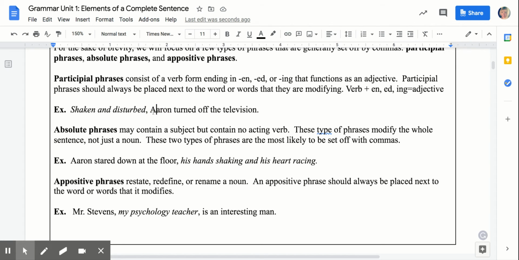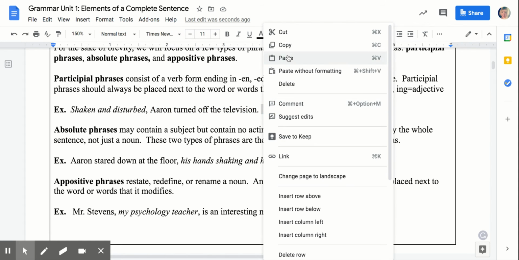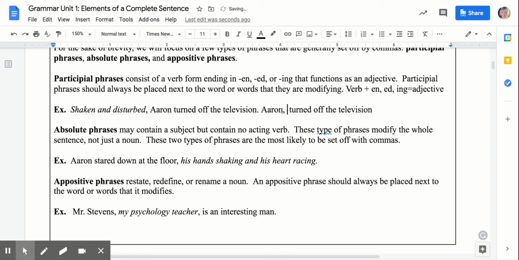When we use a participial phrase, these adjectives that we've created always need to be next to the noun that they are modifying. What's another way that we could write this sentence? Let me show you another way. I'm just going to copy this. I'm going to show you another way we could write this sentence. Aaron, comma, shaken and disturbed, turned off the television.